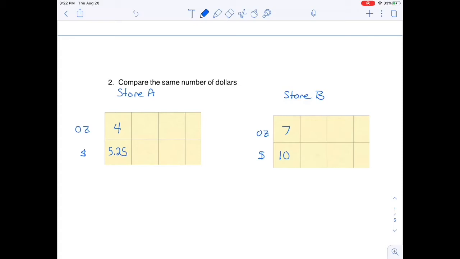Now instead of comparing the same number of ounces, I'm going to compare the same number of dollars. I want to have matching amounts of dollars. To me, the easiest thing would be to multiply by 10 here and to multiply by 5.25 on the right. Once I fill in my values, I can compare.